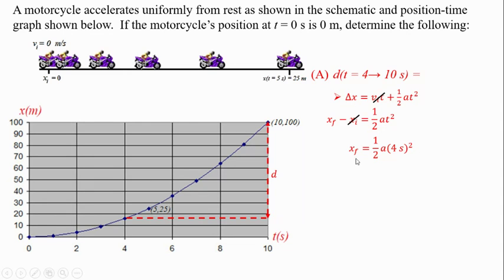Well, to find x of t, which is xf here, you can simply do 1/2 a t squared. T, I substitute it for 4 seconds because I'm starting from 0 and I'm going to 4. All right. Well, I don't know what a is, but that's okay.